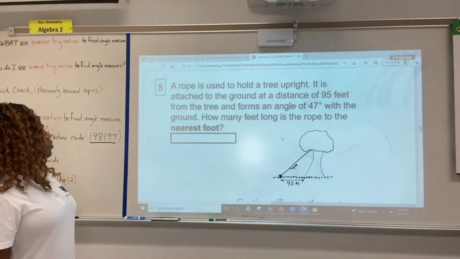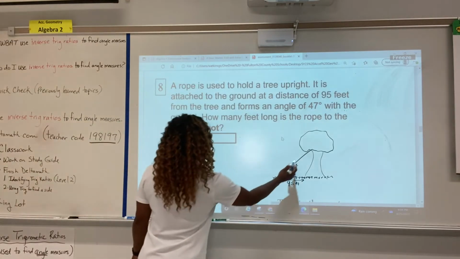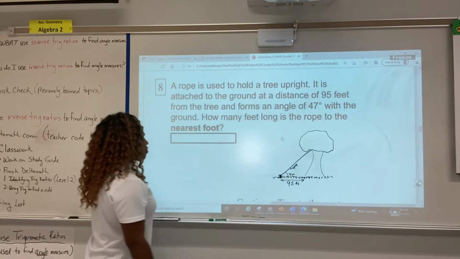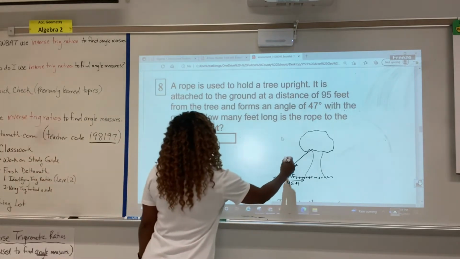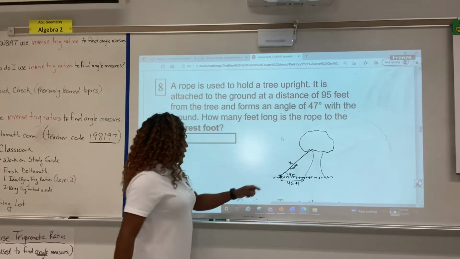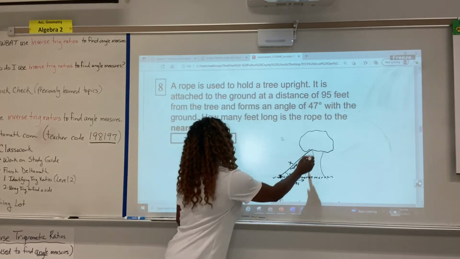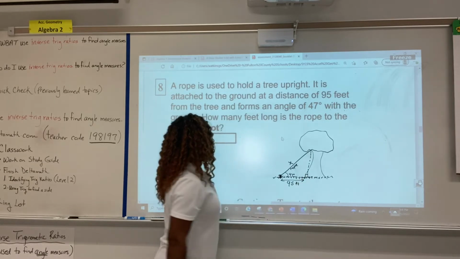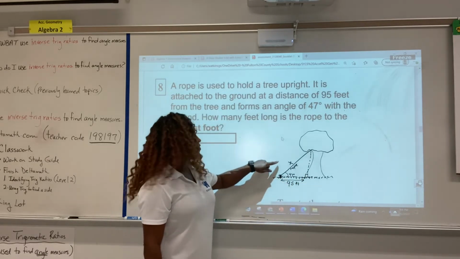It says also that it forms an angle of 47 degrees with the ground. So here's the rope with the ground, and here's the angle, that's 47 degrees. So we need to find out how long is the rope. Let's just say that this is x. So we're asked to find x. We're given a side. Imagine that this is our right triangle. So we've got one side, we've got a degree measurement, and we need to find this value.